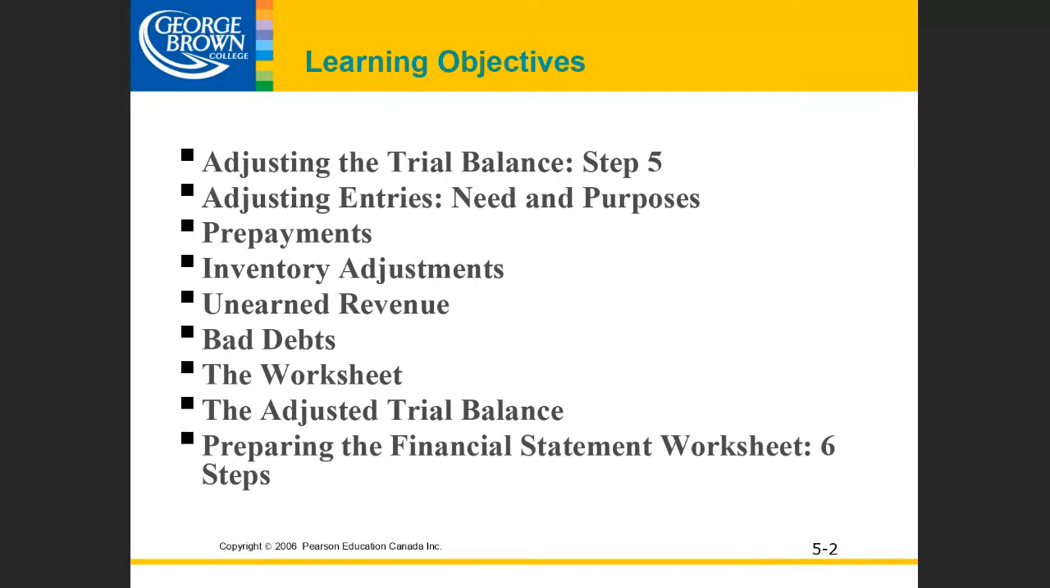So today, what we're going to be doing is talking about step number 5 and 6 in the accounting process, which is adjusting entries, adjusting the trial balance, and then creating some informal financial statements using the financial statement worksheet, which is step number 6. Okay, we're going to be talking about the need and the purpose of adjusting entries. And then we're going to be talking about the main kinds of adjusting entries that you're going to see and that you're going to have to be able to do on a monthly or quarterly basis. Okay.